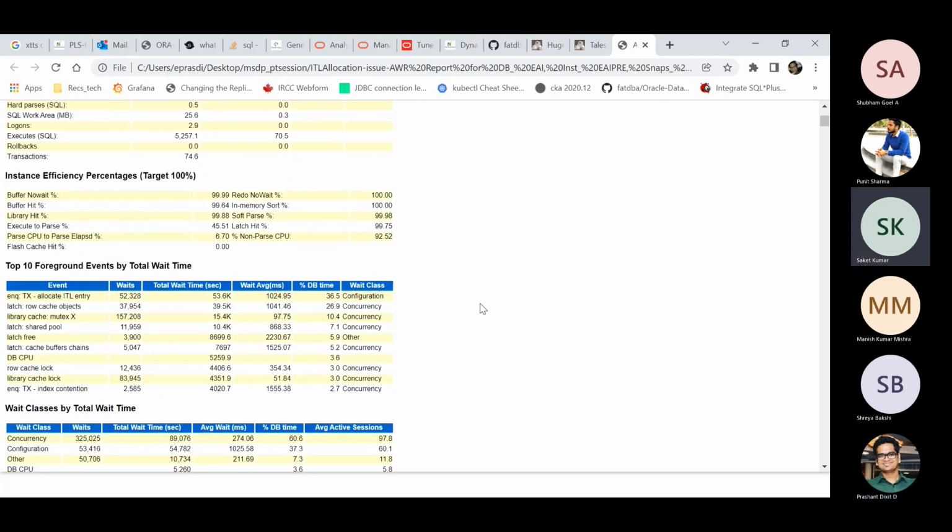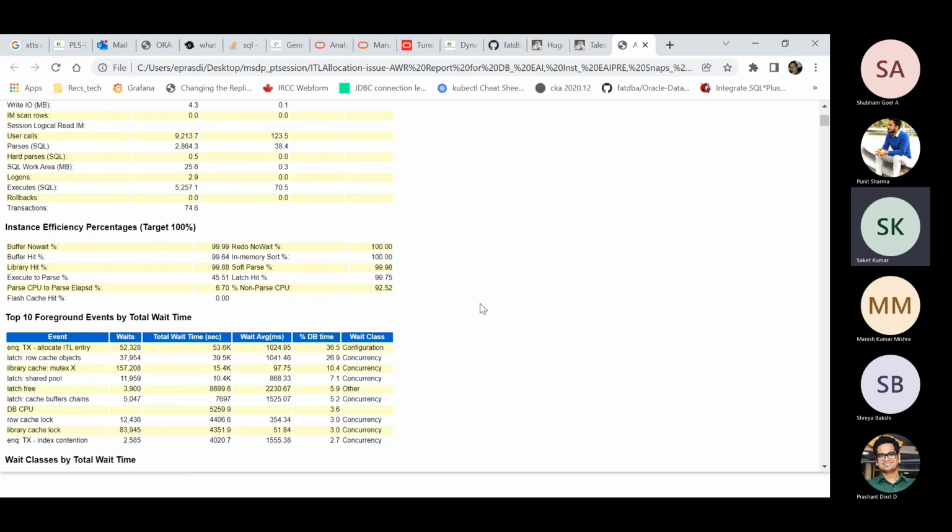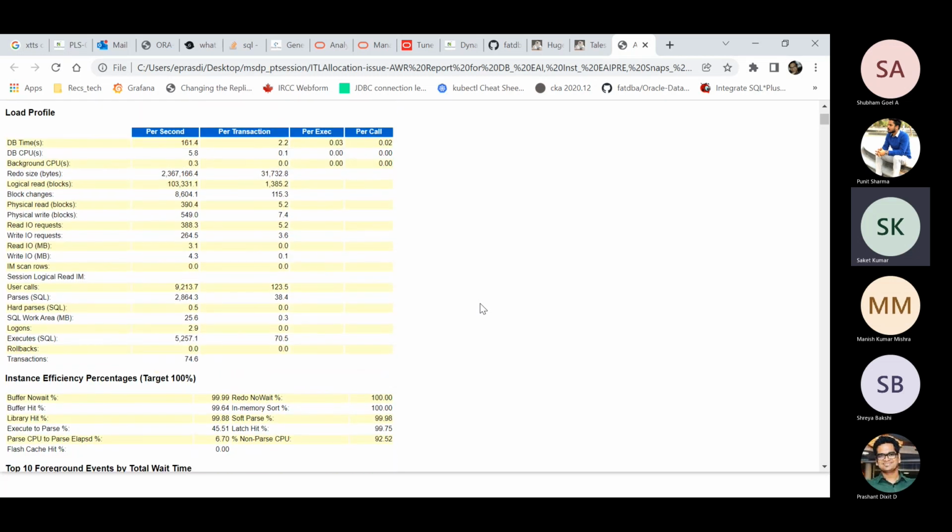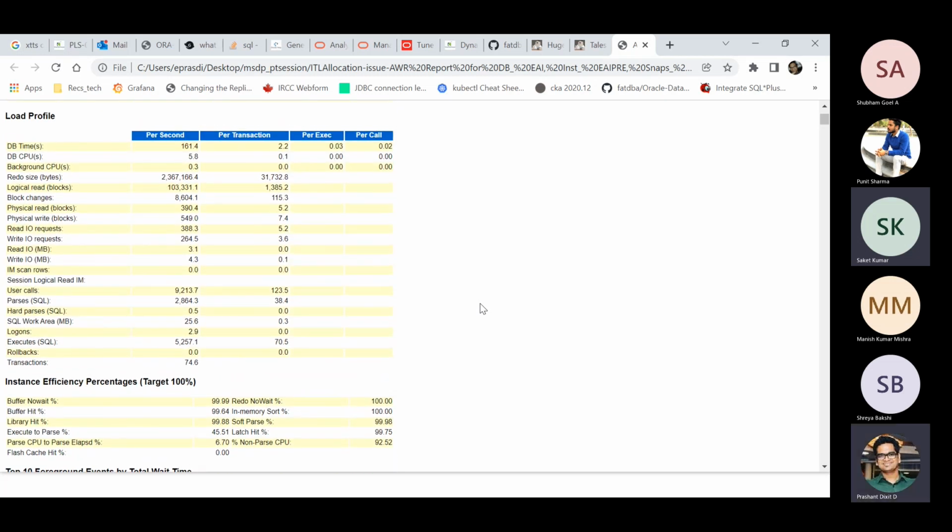Sometimes I have a doubt: what should be the ideal value for the physical reads and writes? There is no ideal value as far as physical read is concerned. For example, yesterday you got physical read very less, but today you've got a lot of physical read. So again, it depends on the workload.